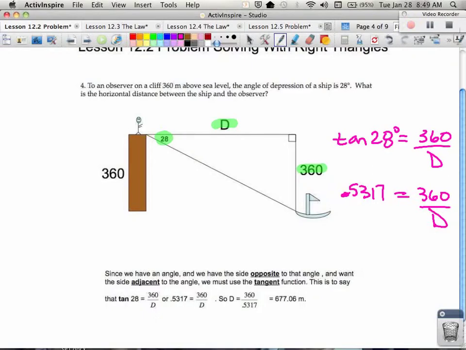Since the variable is on the bottom, I know that I divide that 360 by the 0.5317, and that means that the horizontal distance is going to be equal to 677.06, and this time we're in meters. Again, these are just practical examples in word problems for the things that we already learned in 12.1.